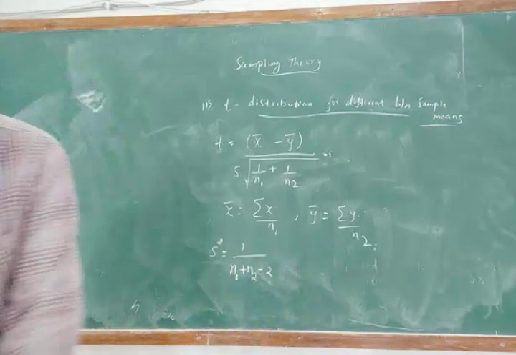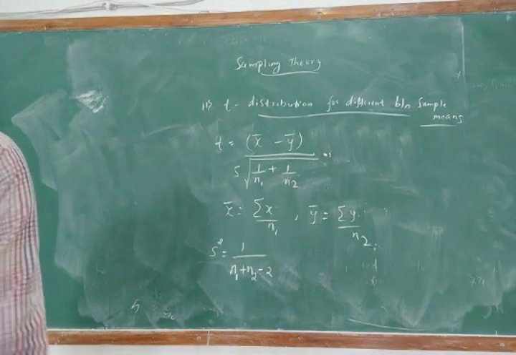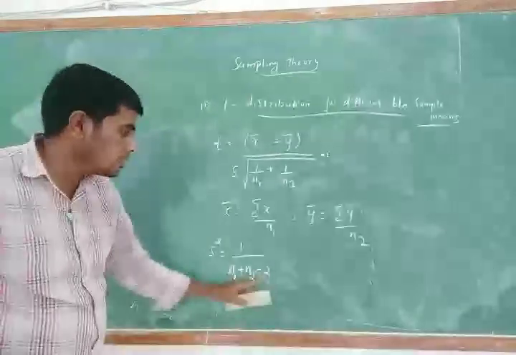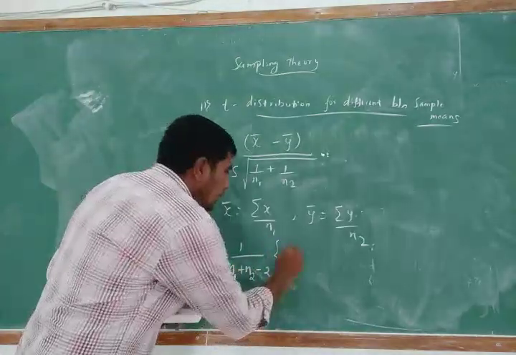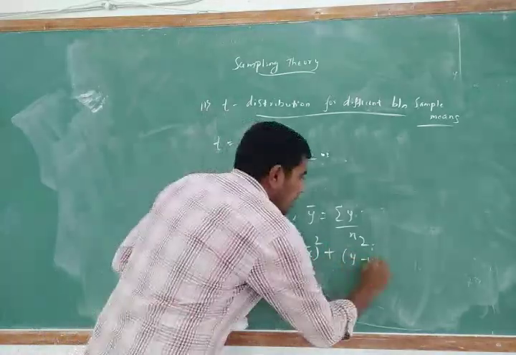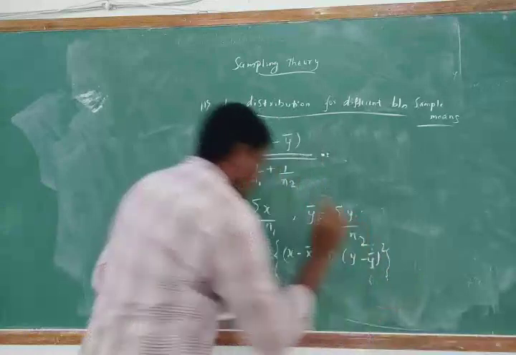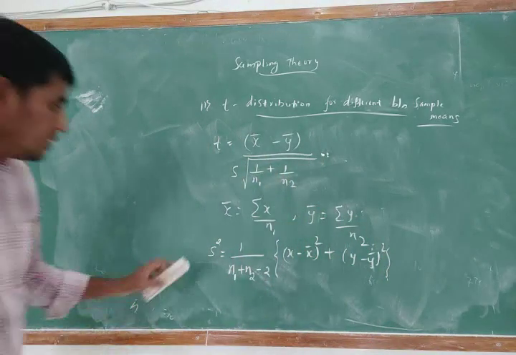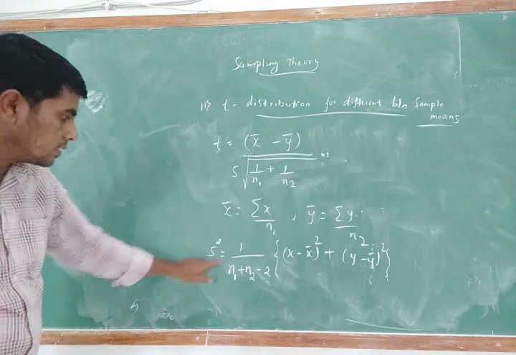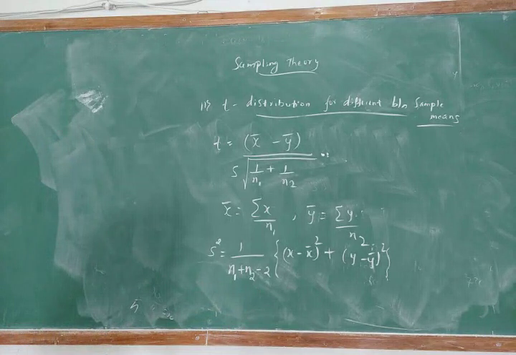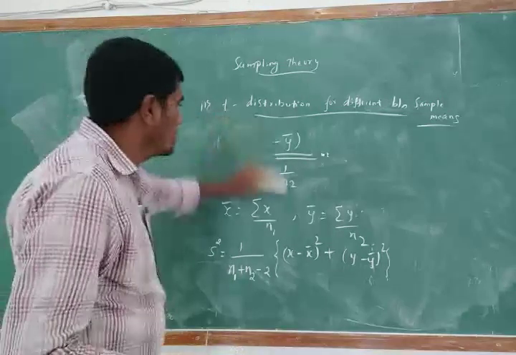Okay, let me complete. Only one or two parts are there. s square is equal to 1 divided by n1 plus n2 minus 2, into the sum of x minus x bar whole square plus y minus y bar whole square. Okay, last formula, I'll just write that.